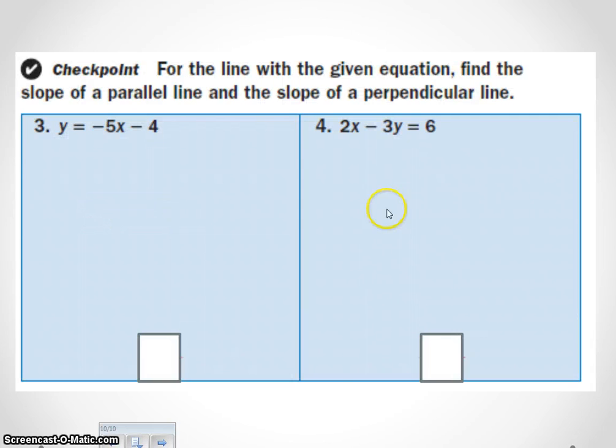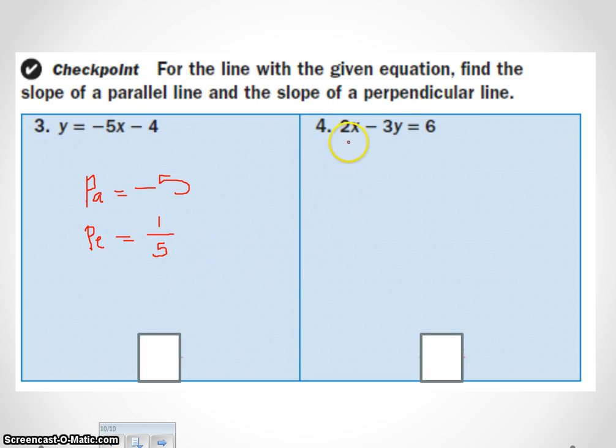Go ahead and try this. Parallel lines for this one, same slope. That's all you have to say. Perpendicular lines for number 3, negative reciprocal. Regular slope was negative, perpendicular slope will be positive. Flip the 5 over 1, which is 1 over 5.